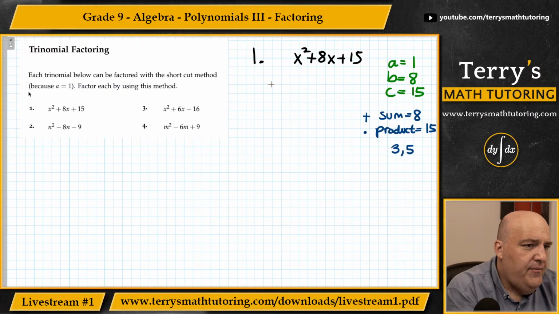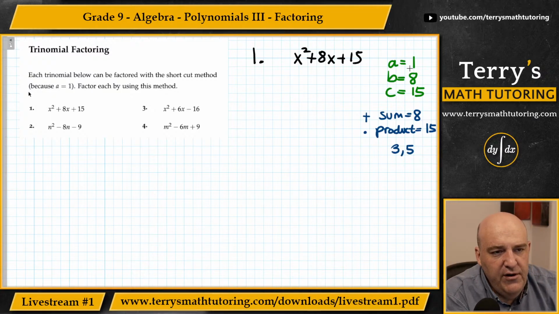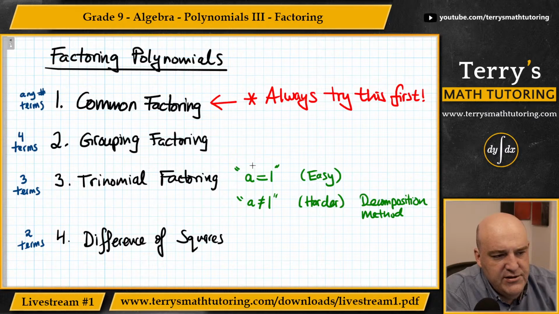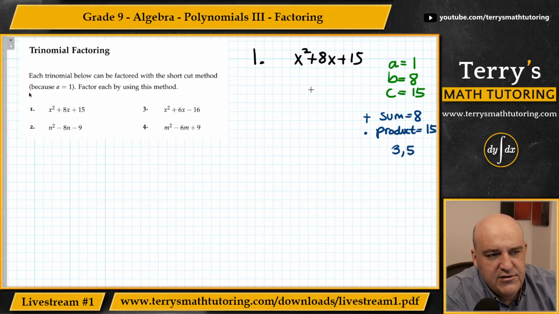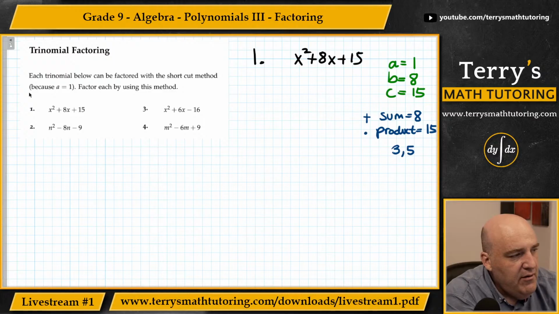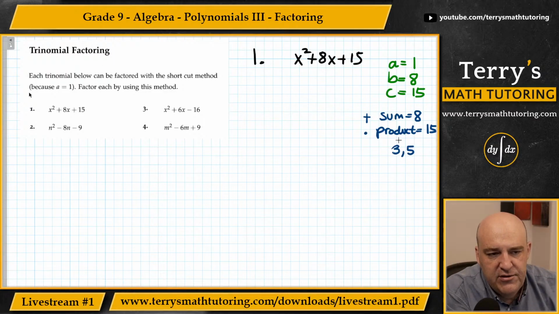And notice since A is equal to 1 here, this is what I called the easy case. Remember at the beginning, how I said when A is equal to 1, this is the easy one? There's a shortcut method here that allows us to factor this basically instantly. Once you get these 2 nice numbers, once you solve your sum product problem, you actually can factor this right away.